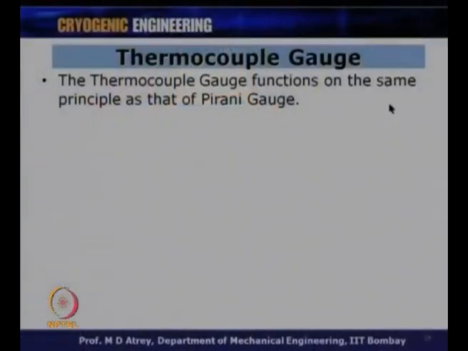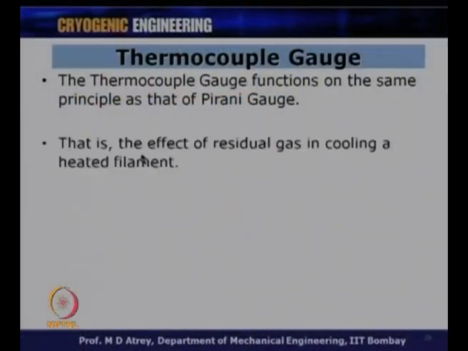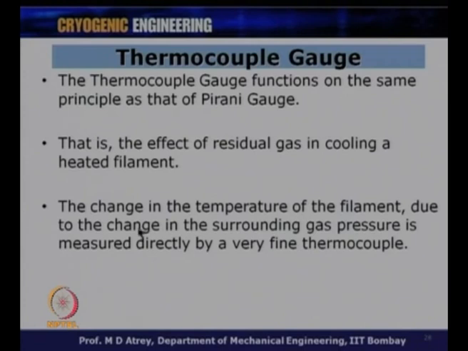The thermocouple gauge functions on the same principle as that of the Pirani gauge, that is the effect of residual gas in cooling a heated filament. This is what exactly we are talking about. The change in the temperature of the filament due to the change in the surrounding gas pressure is measured directly by a very fine thermocouple. So, what we were doing in the Pirani gauge, change in the pressure would change the temperature, change in the temperature would change the resistance of the filament, and this resistance change will be captured by the Wheatstone bridge. Now, here I am not going up to resistance, I will just monitor the temperature by putting a fine thermocouple over there, and this thermocouple temperature will tell me what the pressure is over there.